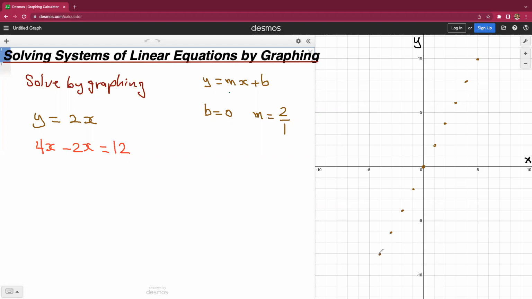Now, as you notice, this line should be moving up, because if the slope is positive, as we go from left to right, the line should be moving up. And we're just going to graph this line.